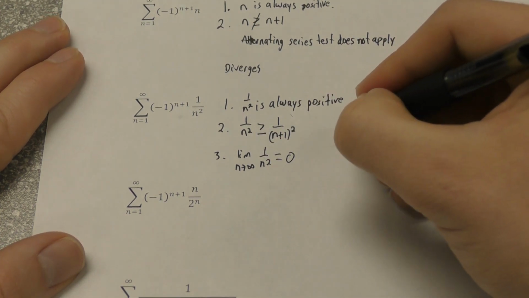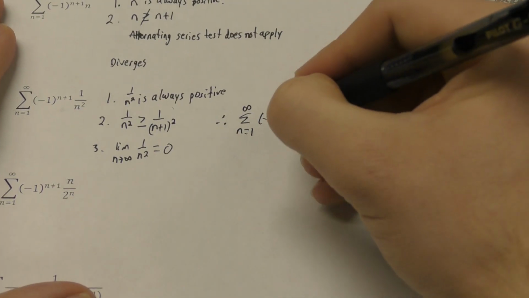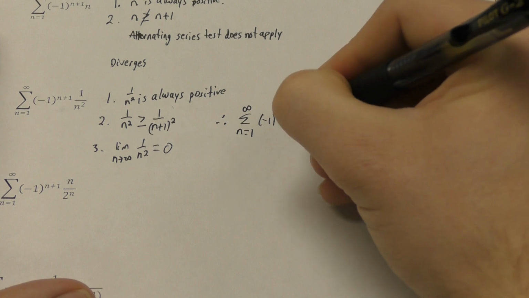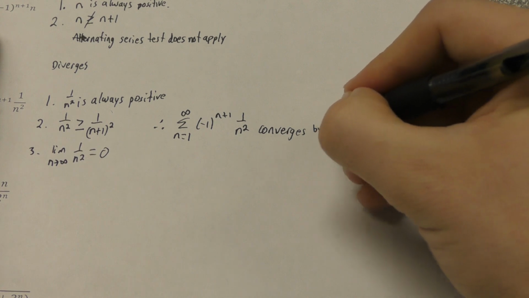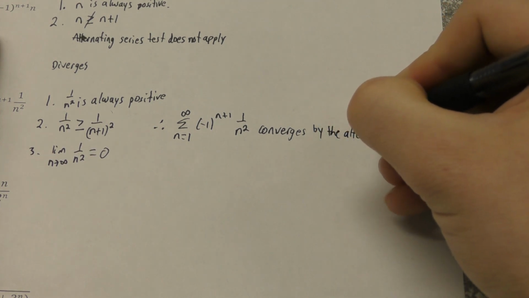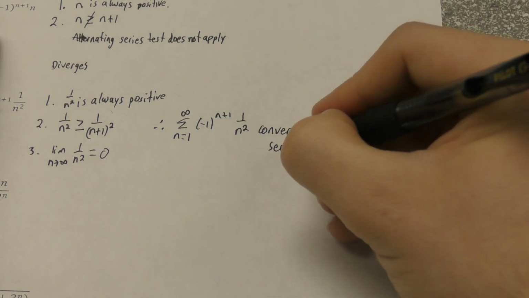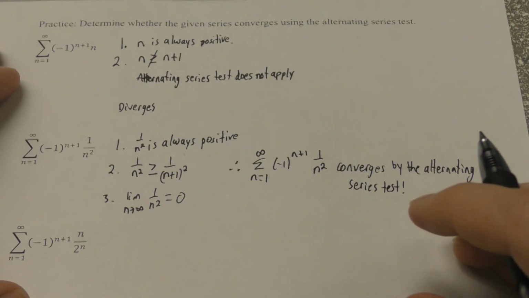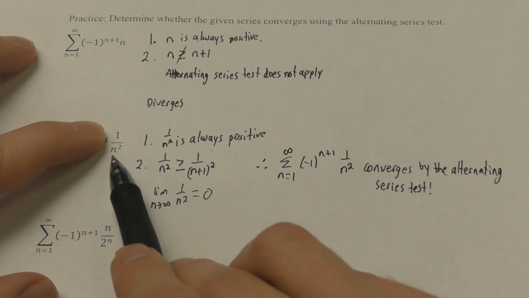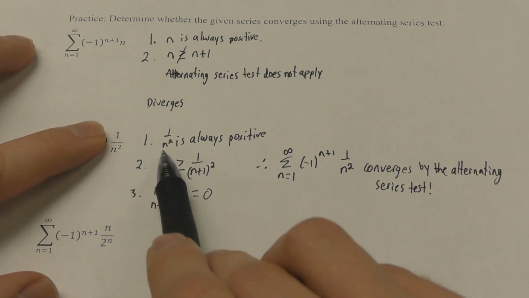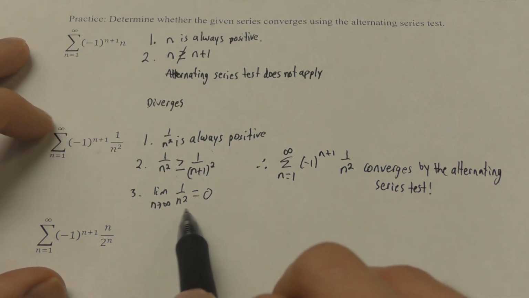So we can say, therefore, our series converges by the alternating series test. This one passed everything. Hooray! The u sub n terms here were positive. As n grows, eventually the sequence will decrease because we have 1 over n squared. It will be greater than the term that follows it. This thing will be decreasing, and its limit goes to 0.